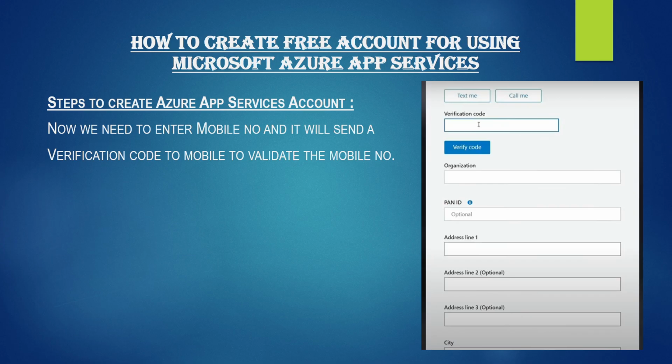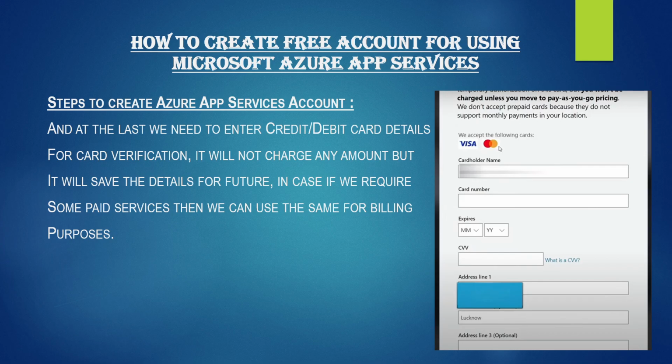After validating, it will ask for some other information like address line 1, address line 2, address line 3, city, etc. And after entering the details, we need to click on save, and then next and the last page will populate like this. Here it will ask us to enter credit card or debit card details. However, it will not charge any amount, but it will save the details for the future. In case we require some paid services, then we can use the same details for billing purposes.